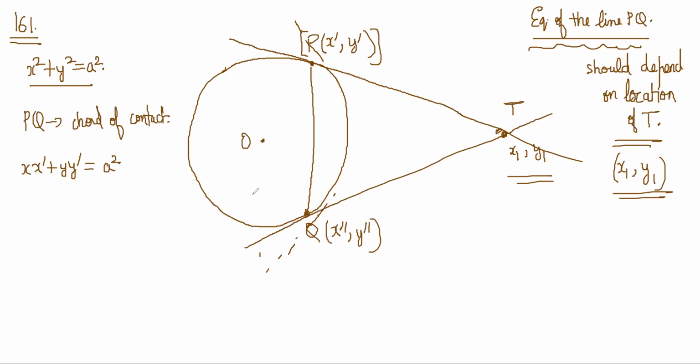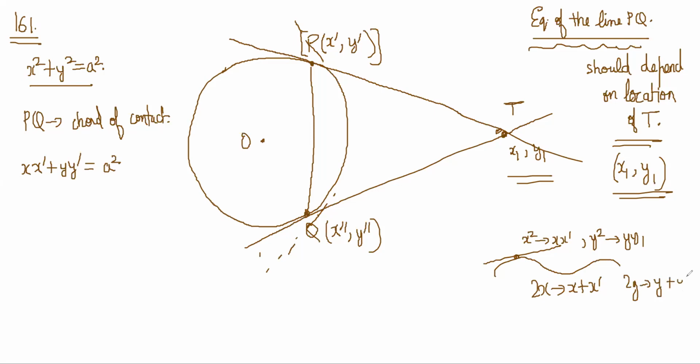We have learned that if you know any curve and a point on it, to find the tangent at that point, you can just replace x square with x x1, and y square with y y1, and so on, 2x with x plus x1, 2y with y plus y1, and 2xy with x dash y plus x y dash. This is stuff that we have seen. This is true for all 2-degree curves: parabola, ellipse, hyperbola, circle.